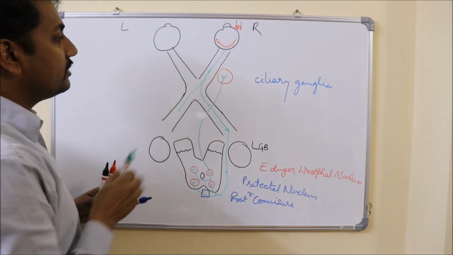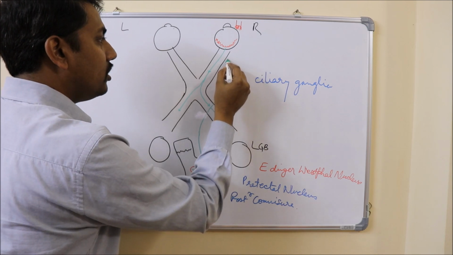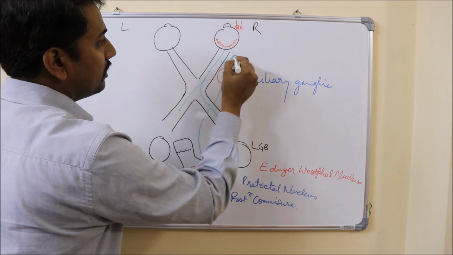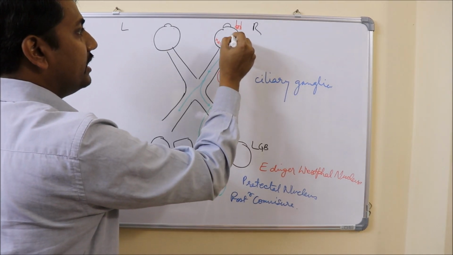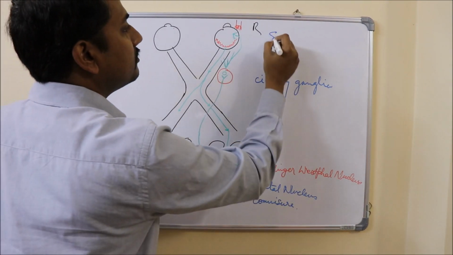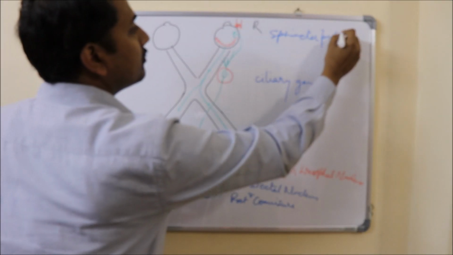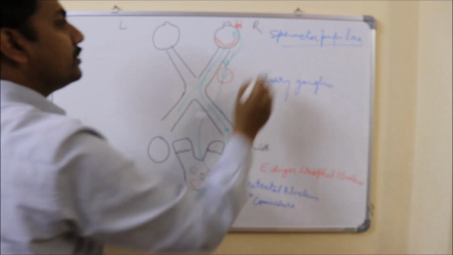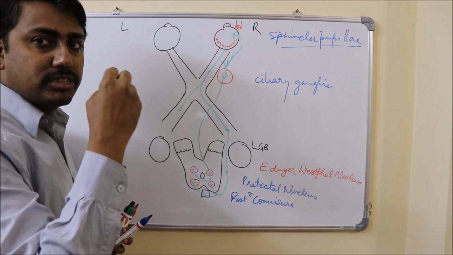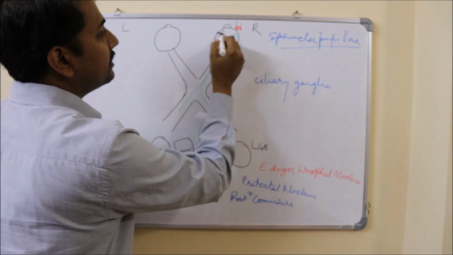Okay, from this ganglion, postganglionic fibers will come out through small nerves which are known as the short ciliary nerves. And through these short ciliary nerves, they will supply the intrinsic muscle of the eye known as the sphincter pupillae muscle. This muscle will then cause contraction or constriction of the pupil of this side.